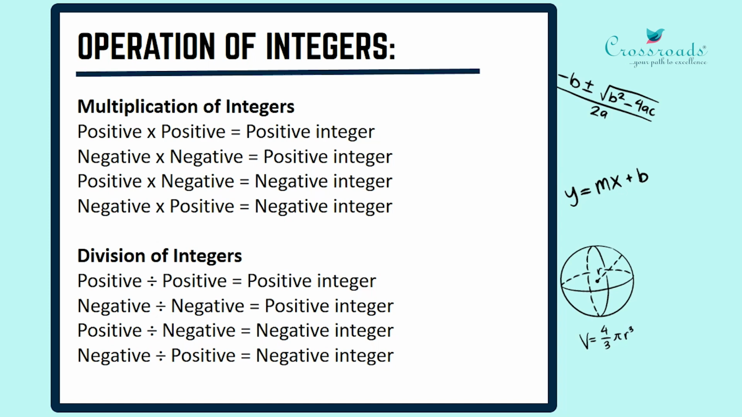Okay. Coming to division of integers. Almost the rules are the same as that of multiplication of integers. Positive integer divided by positive integer, the resultant quotient is going to be positive. Negative integer divided by negative integer, the resultant quotient is also going to be positive. Positive integer divided by negative integer or a negative integer divided by a positive integer, the resultant quotient is going to be a negative integer.